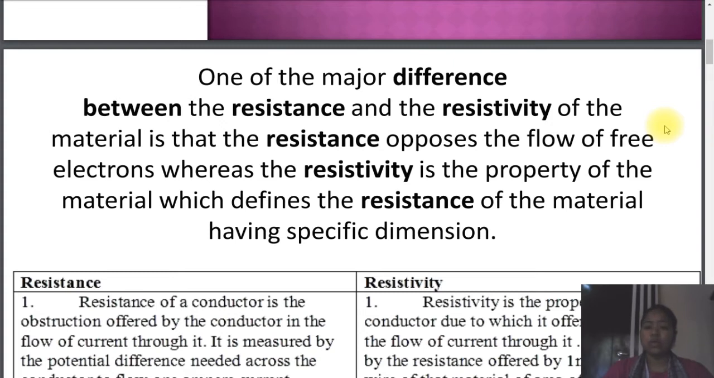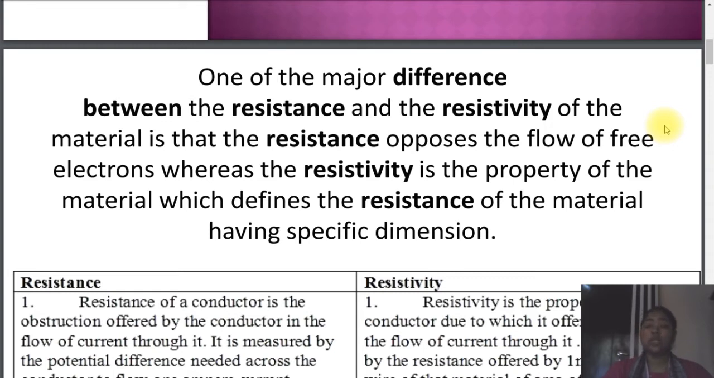The flow of free electrons is responsible for the flow of current in any electrical circuit. Resistivity is the property of that material in which current is flowing. So resistivity is the property of that material which defines the resistance of the material. That means resistivity is the property of the material.